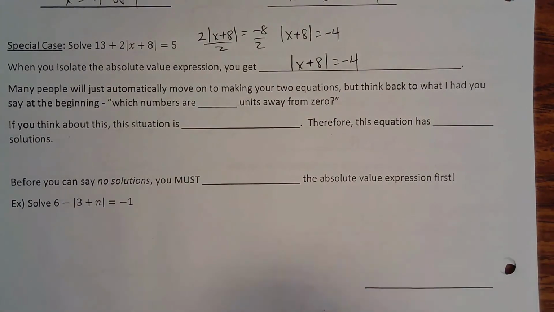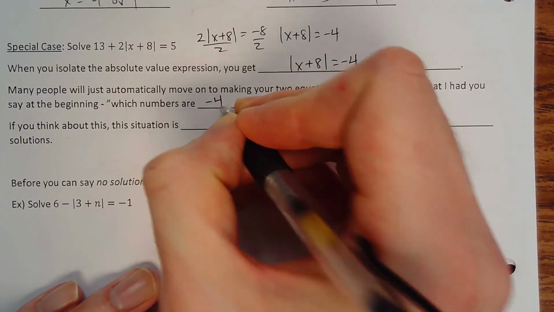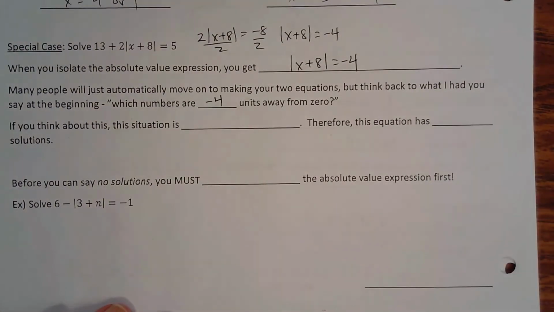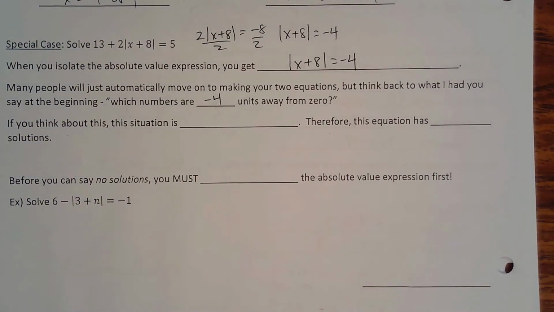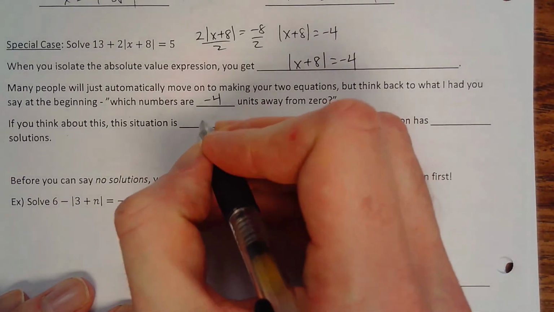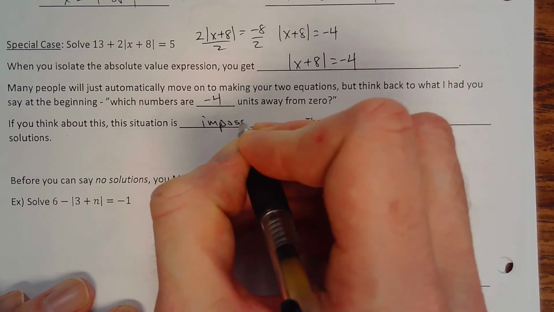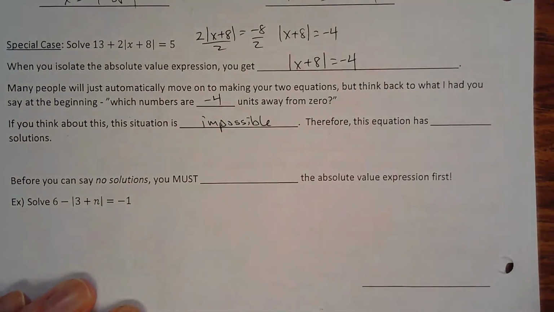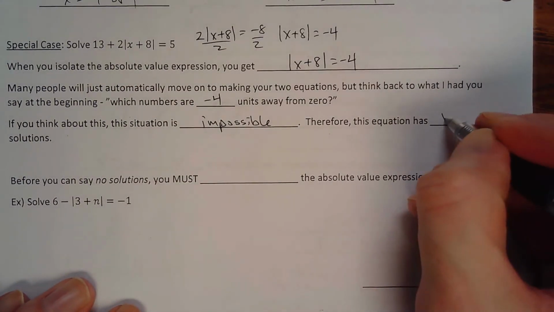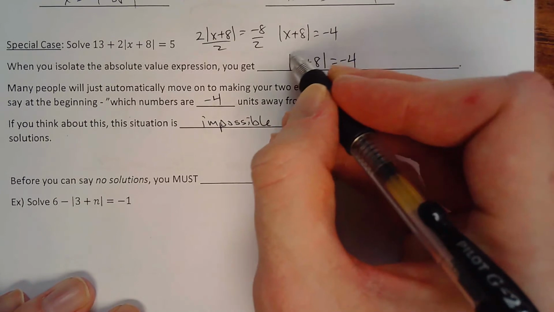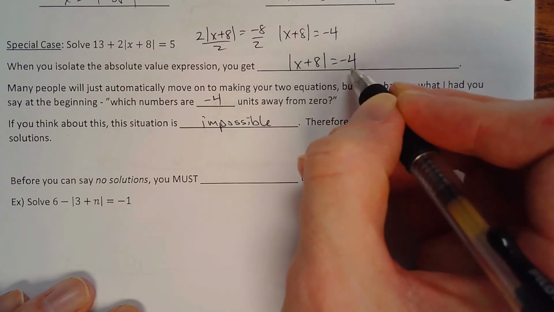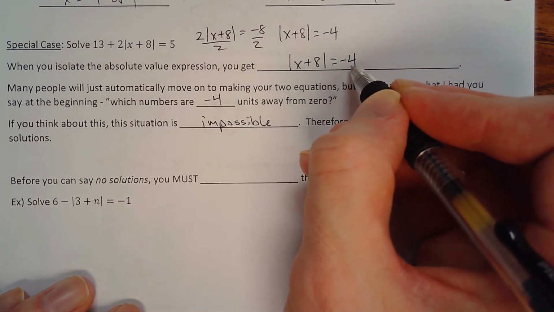Is it possible, okay, is it possible to be negative 4 units away from 0? So which numbers are negative 4 units away from 0? If I told you to walk negative 4 miles, you can't do it. You can't walk a negative distance. Distance always has to be positive. So if you think about this, this situation is impossible. You can't do it. So therefore, this equation has no solutions, because once I got the absolute value isolated, it equaled a negative. You can't have a negative absolute value.